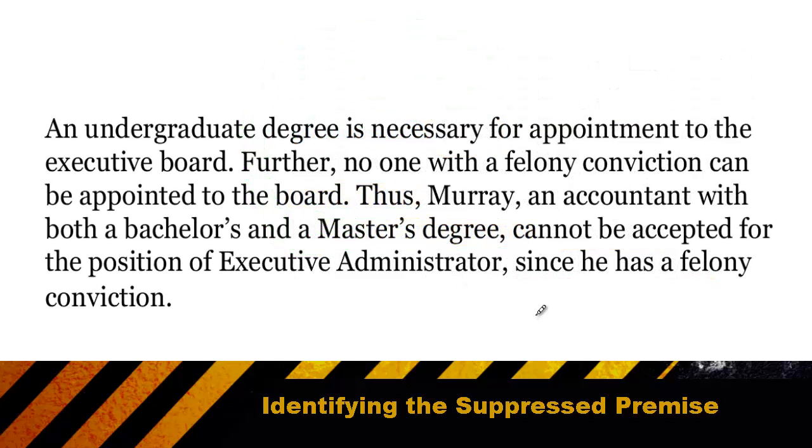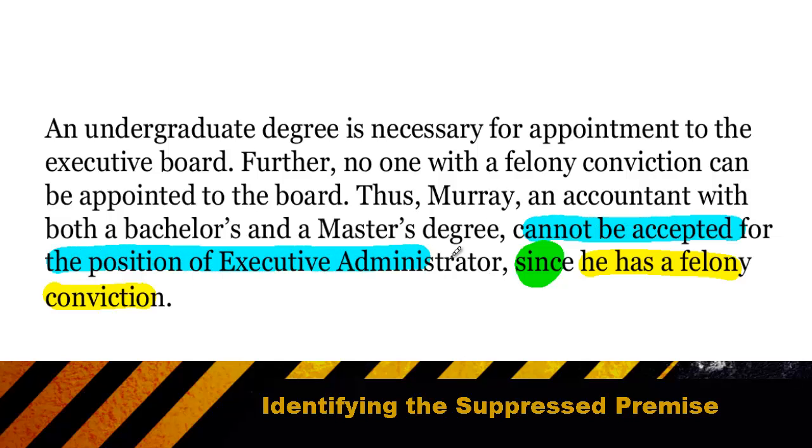Here's another one of my favorites. We start off by finding the conclusion. We have our since, that's our premise, and since our premise, he has a felony conviction, that's at the end of our sentence, that means our conclusion must be at the beginning of the sentence, which is Murray cannot be accepted to the position of executive administrator.